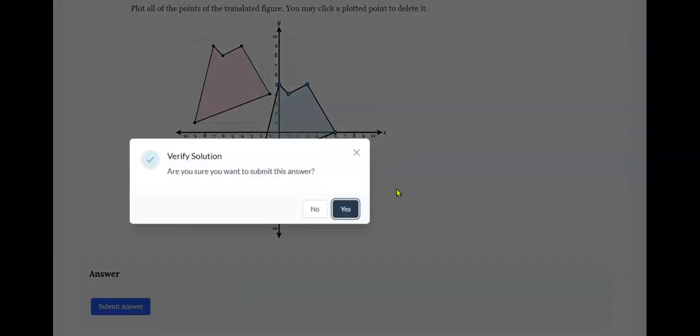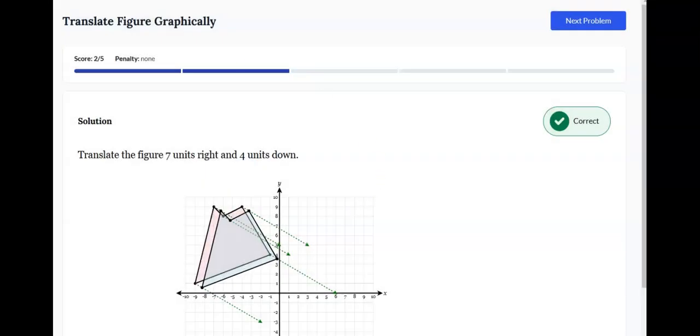Once you're done, click Submit. When you finish, it will show you the vectors that translate the original image to the new image. You'll notice they're all the same size in length, and they're all the same distance from the old shape to the new shape.